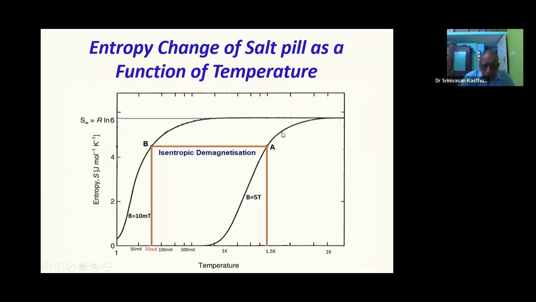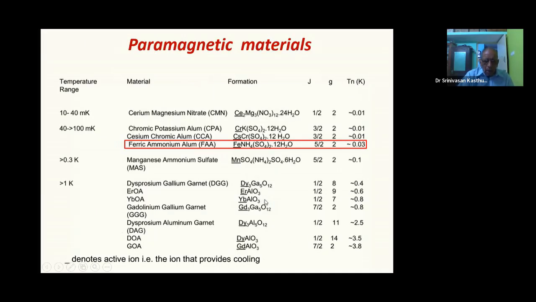You magnetize the sample. After magnetizing the sample, by the process of isentropic demagnetization, the point comes to this point, and then you suddenly remove the magnetic field, then the temperature drops, and it drops to a temperature of 70 millikelvin, right? So this is the process: magnetization, then isentropic demagnetization, and then the temperature drops to this low value, 70 millikelvin.